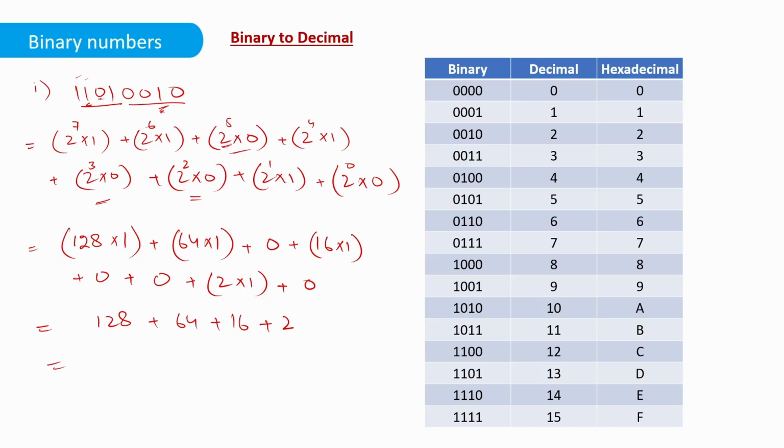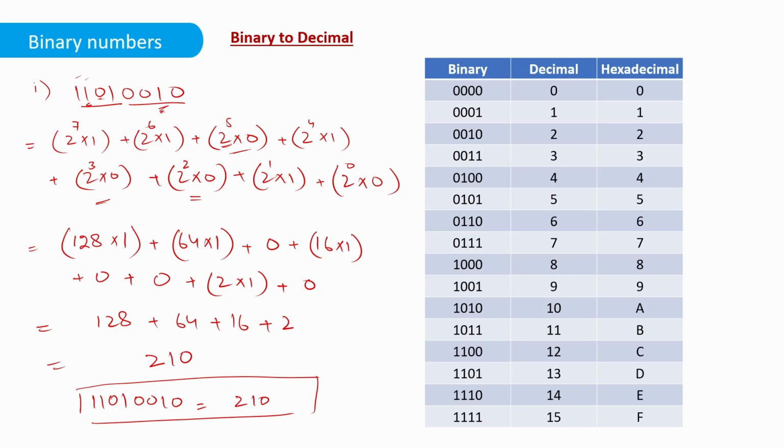So starting from, let me use calculator. So 128 plus 64 plus 16 plus 2, this becomes 210. So this answer is in decimal number. So 11010010 in binary is equal to 210 in decimal. This is our result. So this is conversion from binary to decimal.